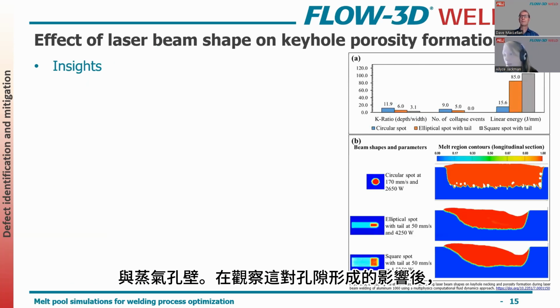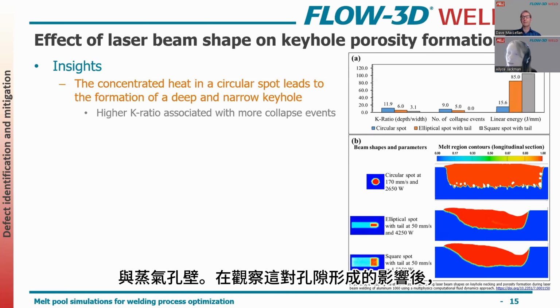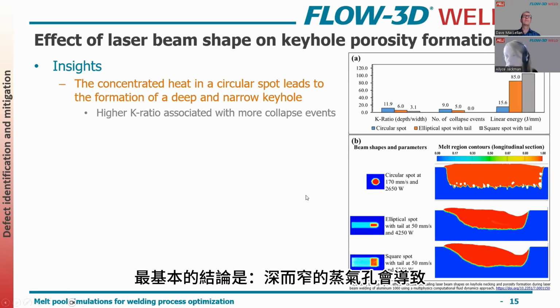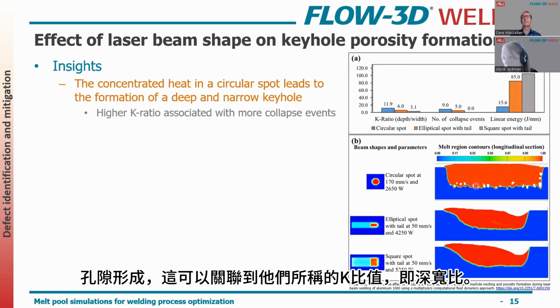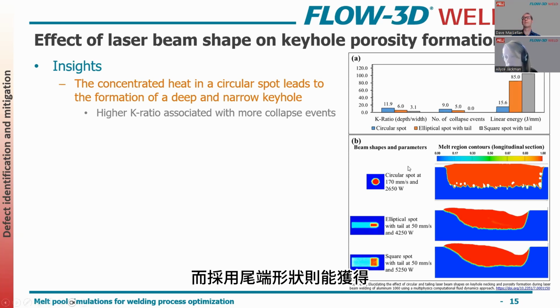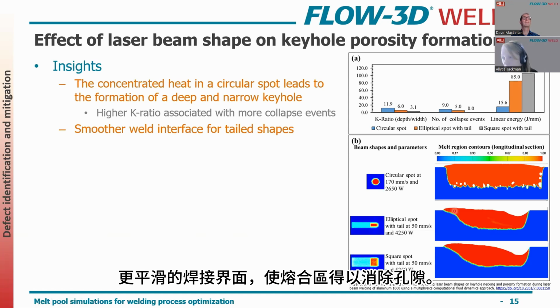And so in looking at the effect this had on the porosity formation, just the fundamental takeaway here was that the deep, narrow keyholes were leading to that porosity. And we can relate that back to what they're calling the K ratio, which is the depth to width ratio. So you want to reduce that ratio. You want to make sure that your depth isn't dramatically higher than your width. And then with the tailed shapes, we get a much smoother weld interface. So that fusion zone, they were able to get rid of that porosity.